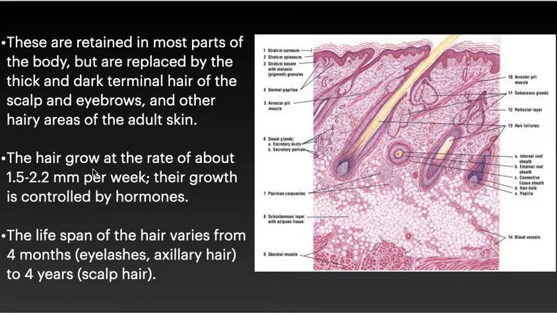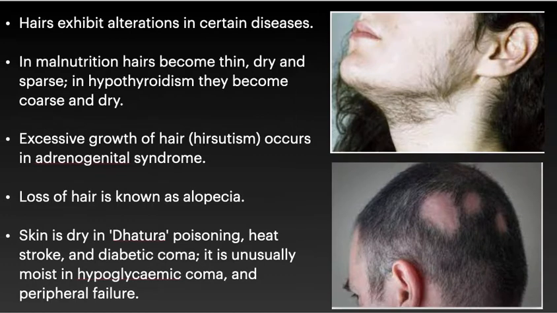The hair is growing at the rate of about 1.5 to 2.2 mm per week, and their growth is controlled by hormones. The lifespan of the hair varies from 4 months, that is of eyelashes and the axillary hair, to 4 years, that is your scalp hair. Now they exhibit alteration in certain diseases.